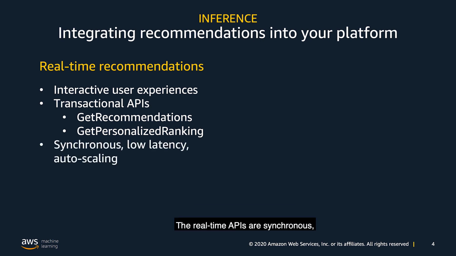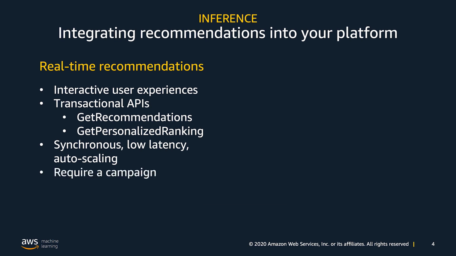The real-time APIs are synchronous, low latency, and auto-scaling. This means they follow the request-response model, are designed to be integrated as part of the flow of rendering your user experiences, and will adapt to the traffic patterns of your application by auto-scaling resources as needed. The runtime requirements are implemented in what's called a personalized campaign. You create a campaign for each solution or model that you train.